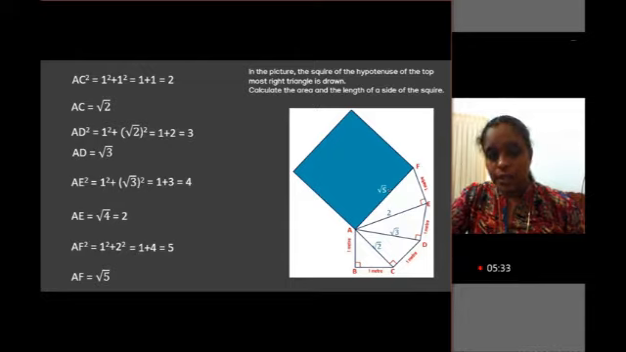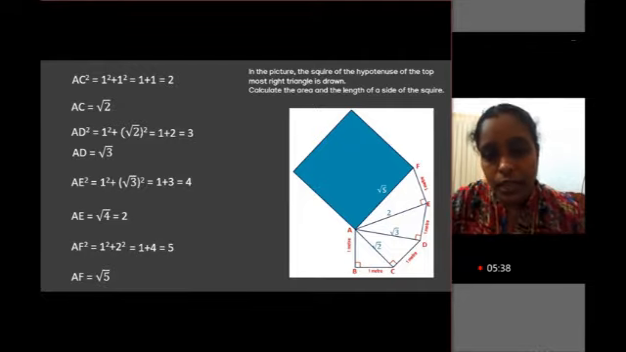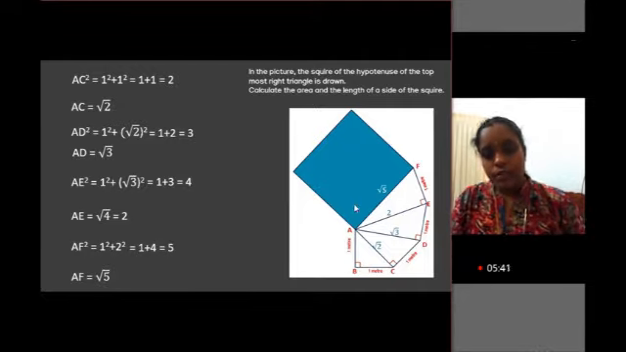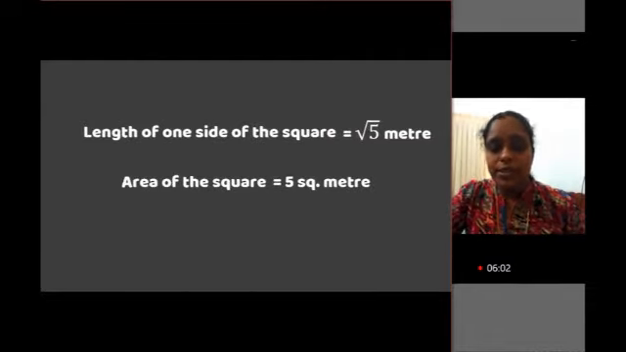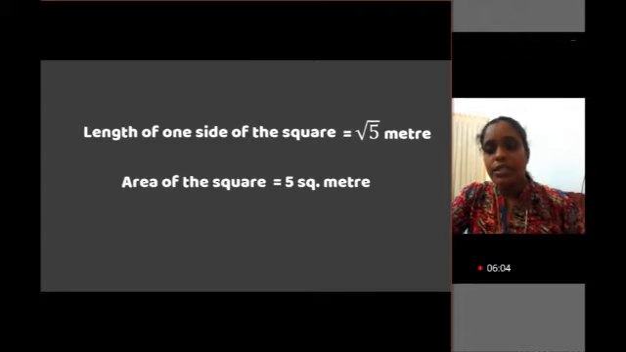So you can see that the length root 5 is the length of one side of the square. So its area is equal to root 5 square, that is 5. Therefore we got the answer. The length of one side of the square is equal to root 5 meter and the area of the square is equal to 5 square meter.